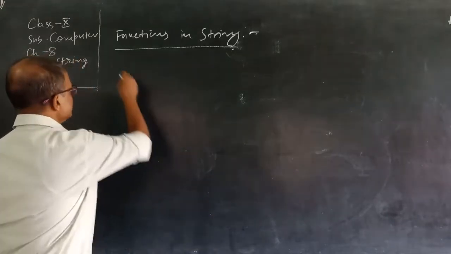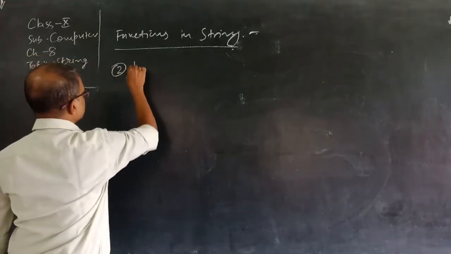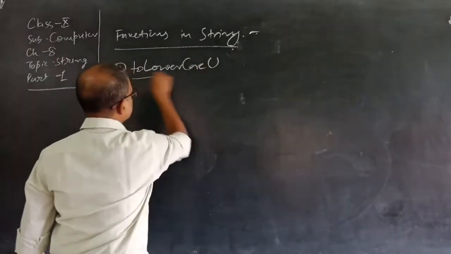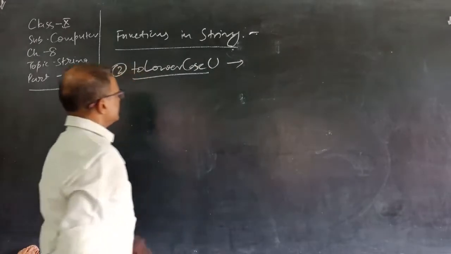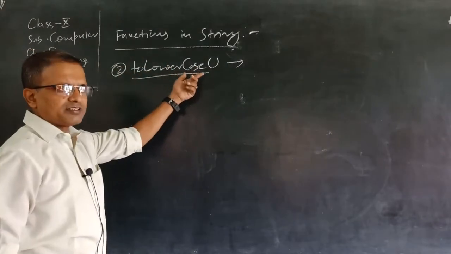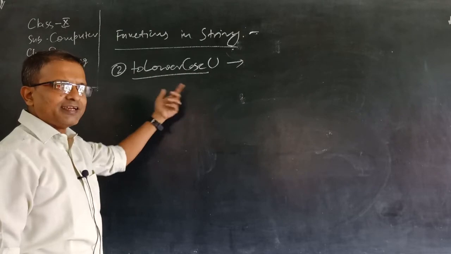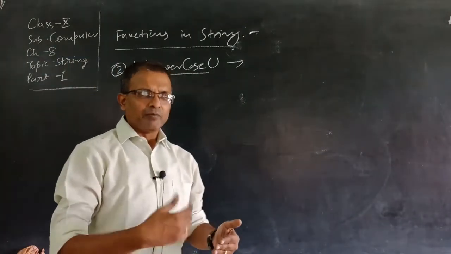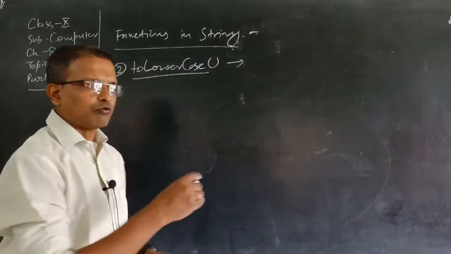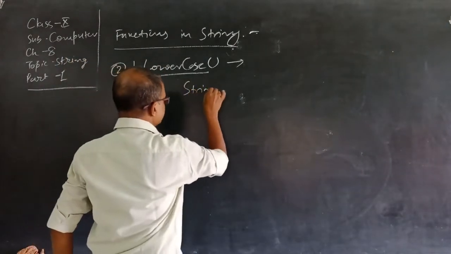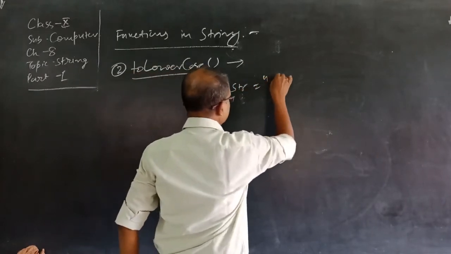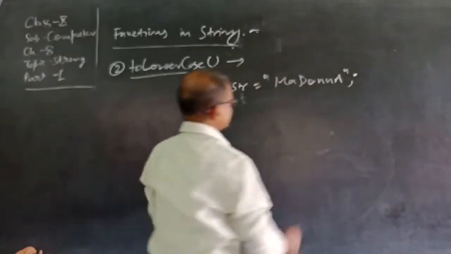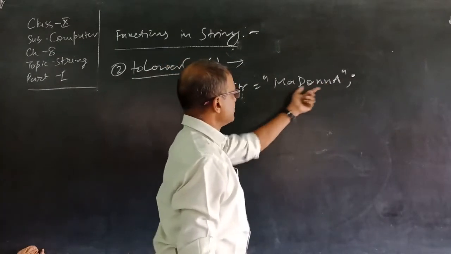Now the next function is toLowerCase. As the meaning suggests, toLowerCase means this function will be used to convert the string into lowercase. Suppose some characters in the string are already in lowercase, they will remain as they are, but the characters which are in uppercase will be converted into lowercase. Suppose here is a string str equal to Madonna. Here in this string some characters are in uppercase and some are in lowercase.